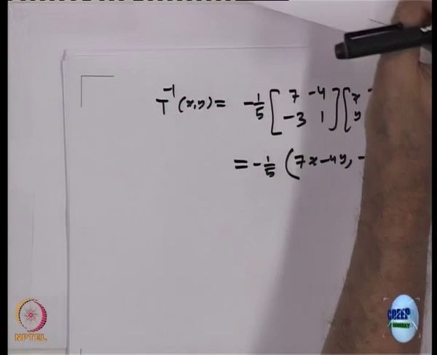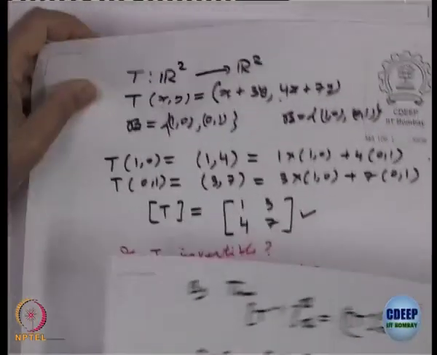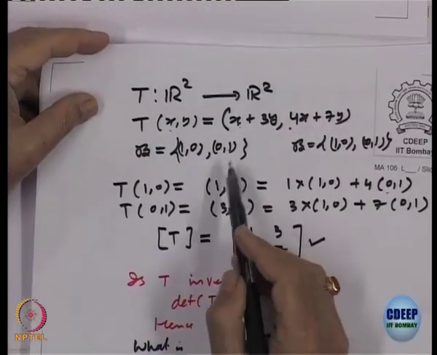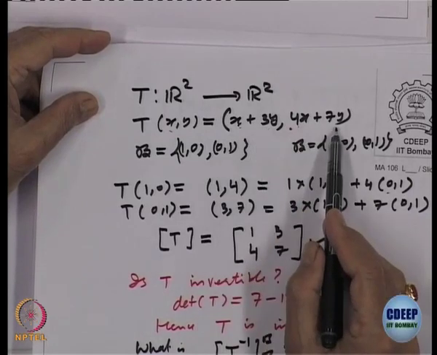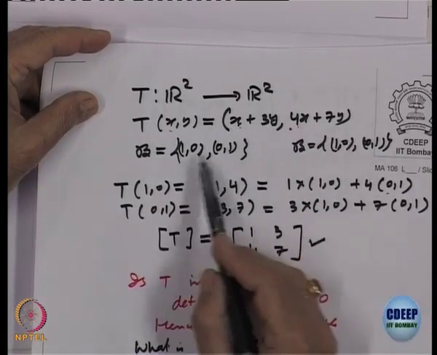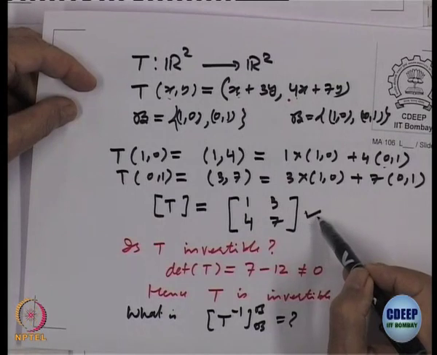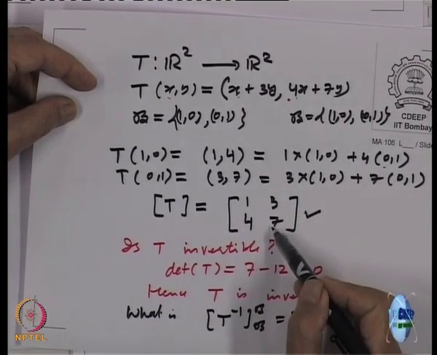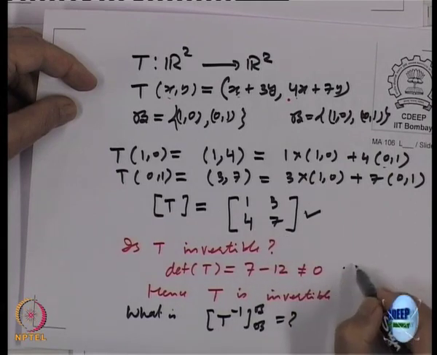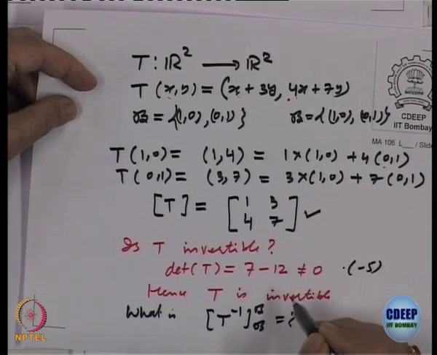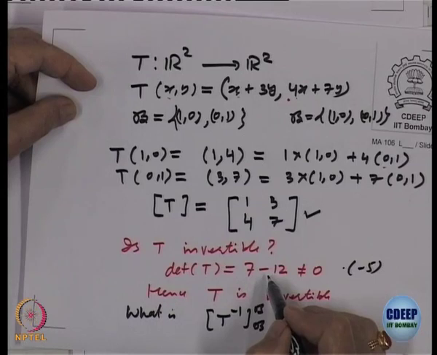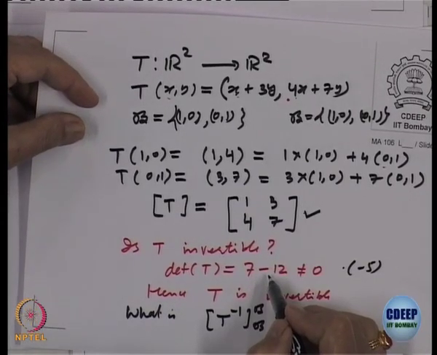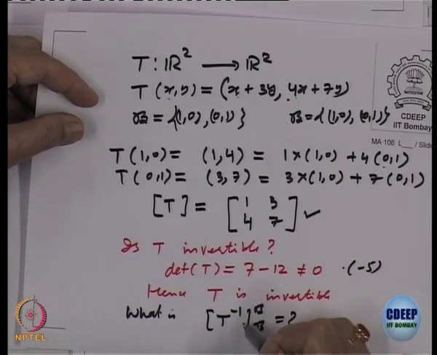We started with T, and I am just revising: T was x plus 3y, 4x plus 7y. With respect to that basis, we found the matrix of this. The determinant is not equal to 0, and is actually equal to minus 5. So this determinant is not 0, so it is invertible.